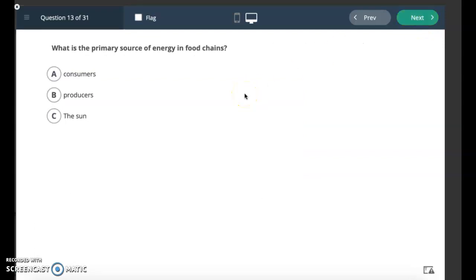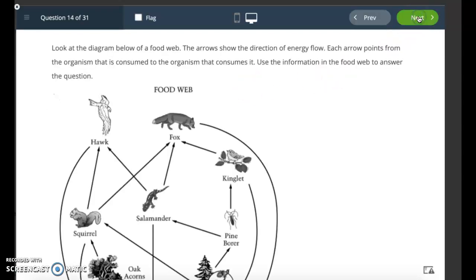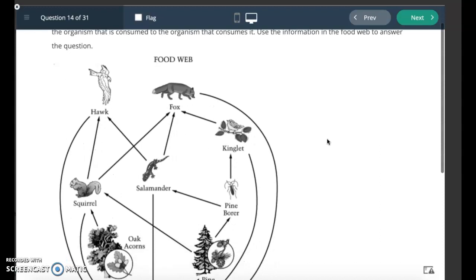13. What is the primary source of energy in food chains? A, consumers, B, producers, C, the sun. 14. Look at the diagram below of a food web. The arrows show the direction of energy flow. Each arrow points from the organism that is consumed to the organism that consumes it. Use the information in the food web to answer the question.